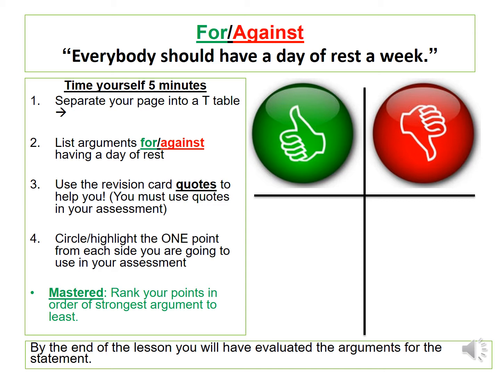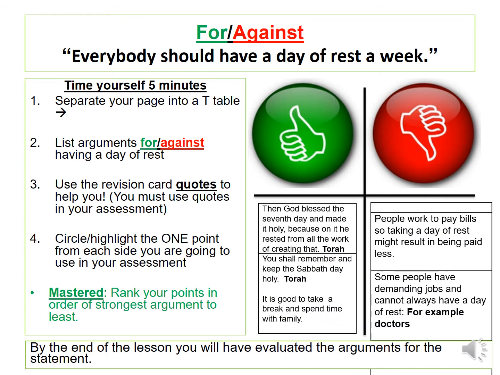What I then want you to do, on each side you should have at least 2 to 3 points. I want you to circle or highlight the one point that you are going to use from each side in your assessment, please. Master task, I want you to be ranking your points in order of the strongest arguments to the weakest argument. As you can see, I have completed the for and against table myself. So this is what it should be looking like.